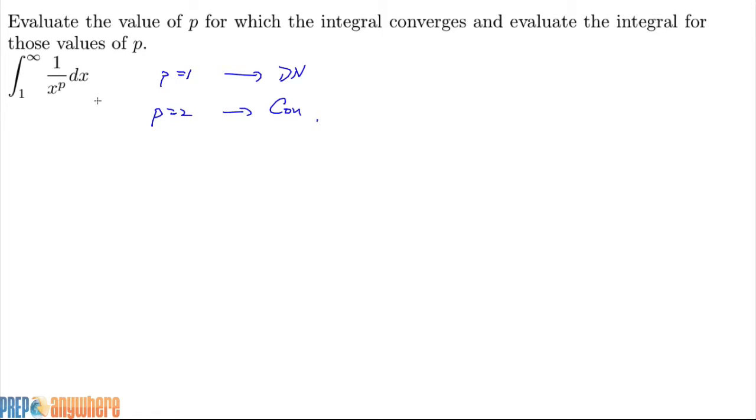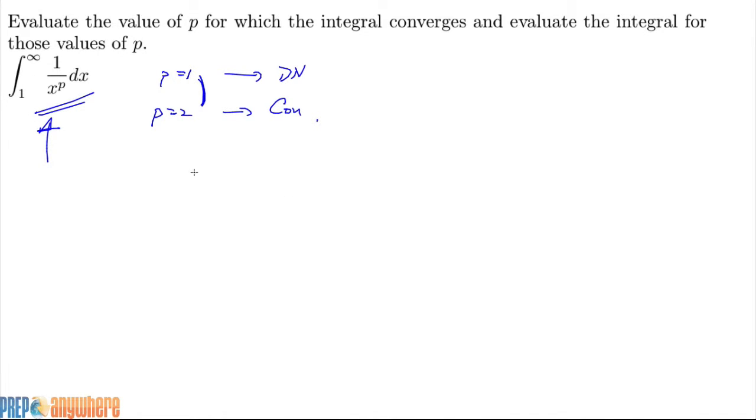So what about if it was 1.2? What about if it was 1.3? There has to be some value between 1 and 2, right? Some value between 1 and 2. That's like a breaking point, which makes it convergent or divergent. And solving this general case will answer that for us.